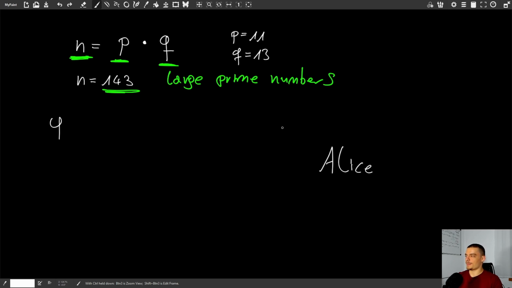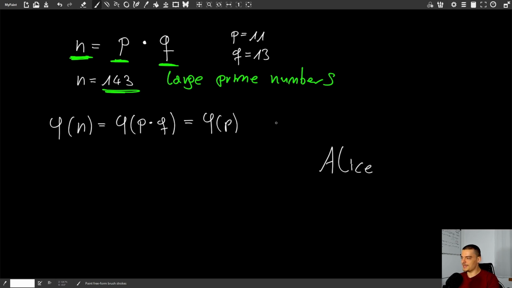Now, n is not prime. n is the product of two prime numbers. By definition, n is divisible by p and n is divisible by q, so it cannot be prime. However, there is a nice thing that we can do here. Phi of n is basically just phi of p times q, and this is the same thing as phi of p times phi of q. That basically just means p minus 1, because p is prime, times q minus 1, because q is prime.